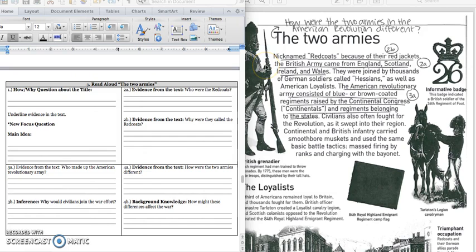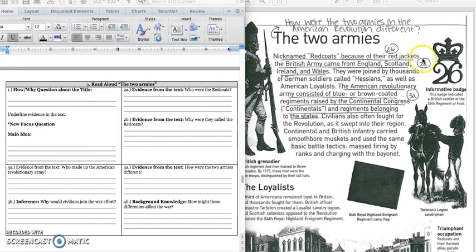Nicknamed redcoats because of their red jackets, the British Army came from England, Scotland, Ireland, and Wales. They were joined by thousands of German soldiers called Hessians, as well as American loyalists. The American Revolutionary Army consisted of blue or brown-coated regiments raised by the Continental Congress, or Continentals, and regiments belonging to the states. Civilians also often fought for the Revolution as it swept into their region. Continental and British infantry carried smooth-bore muskets and used the same basic battle tactics, massed firing by ranks and charging with the bayonet.